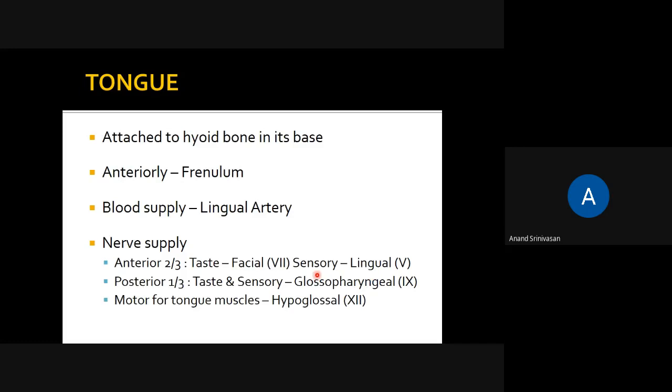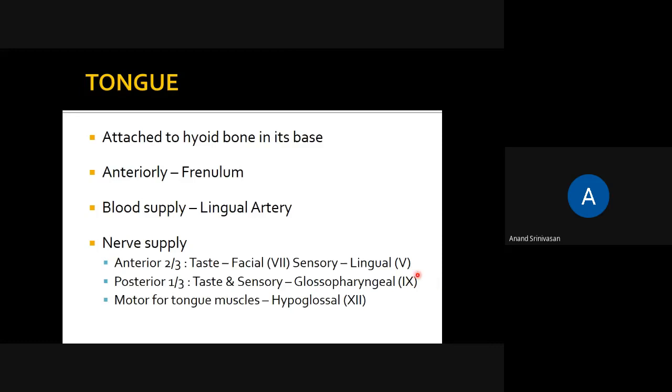What they ask is only anatomy, but they might ask you to answer questions indirectly, through a case scenario. In the anterior two-thirds, the special sense, that is the taste, is by the facial nerve, whereas the general sensation is by the lingual nerve, the fifth cranial nerve. In the posterior one-third, both the taste and sensory is by the glossopharyngeal nerve.